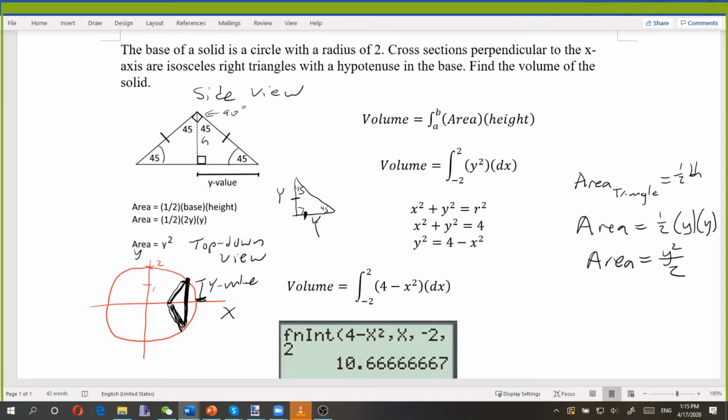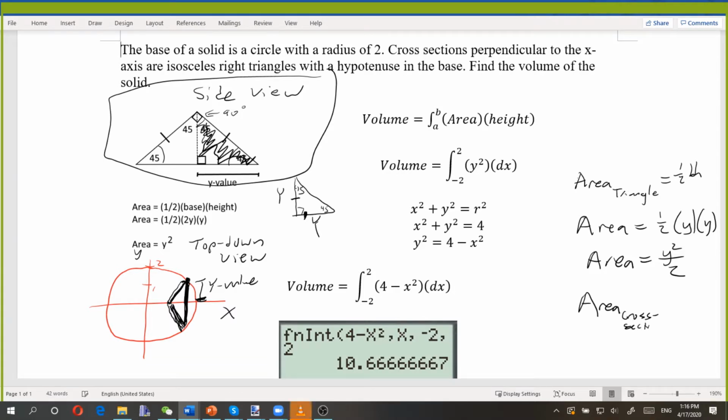Now, that area was only half of our triangle though. I got the area of this half of the triangle here in black, but did not get the area of the white part. So I'm going to multiply that by 2 to get the area of the entire triangle, which would give me the area total. I'm going to call this the area of the cross section, which is equal to y squared.